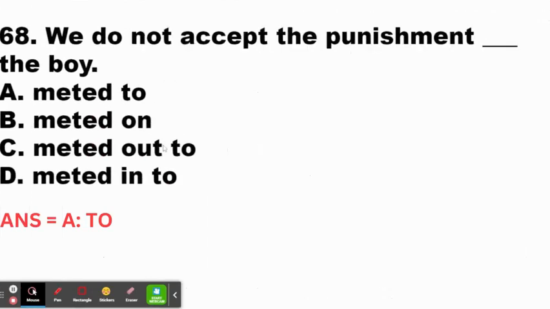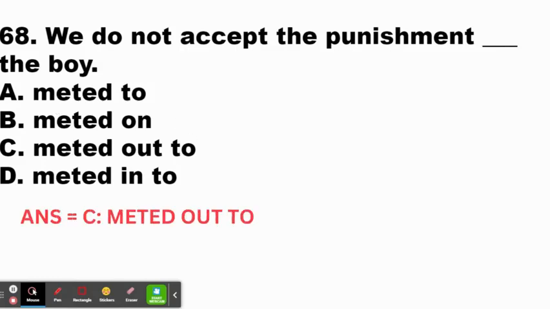Question number 68. We do not accept the punishment dash the boy. A, meted to. B, meted on. C, meted out to. D, meted into. The correct option is C, meted out to. You mete out a punishment to someone. So C is correct.